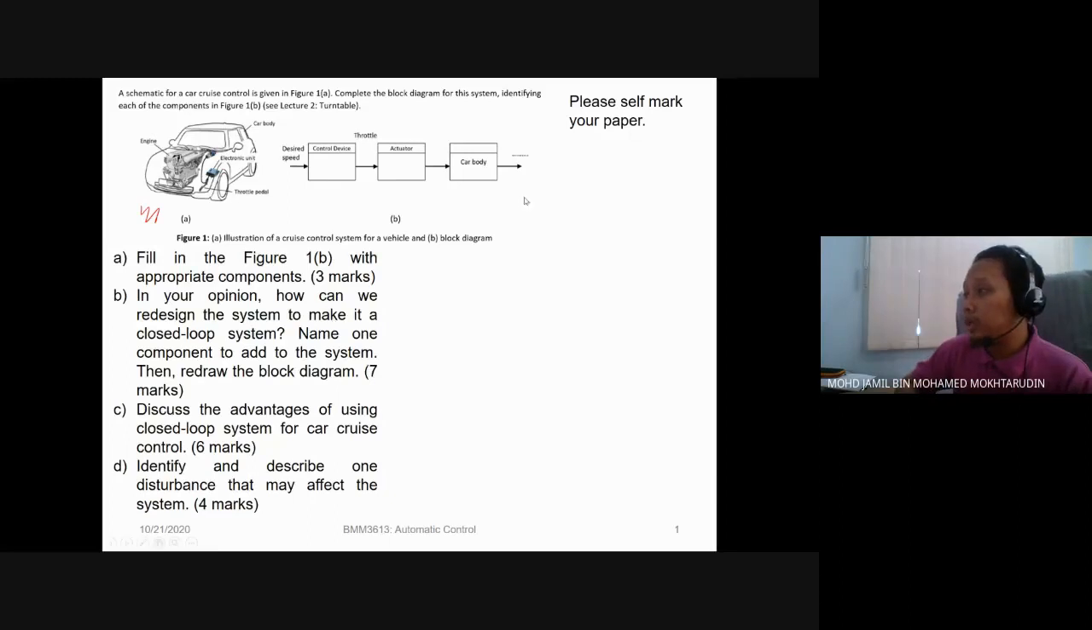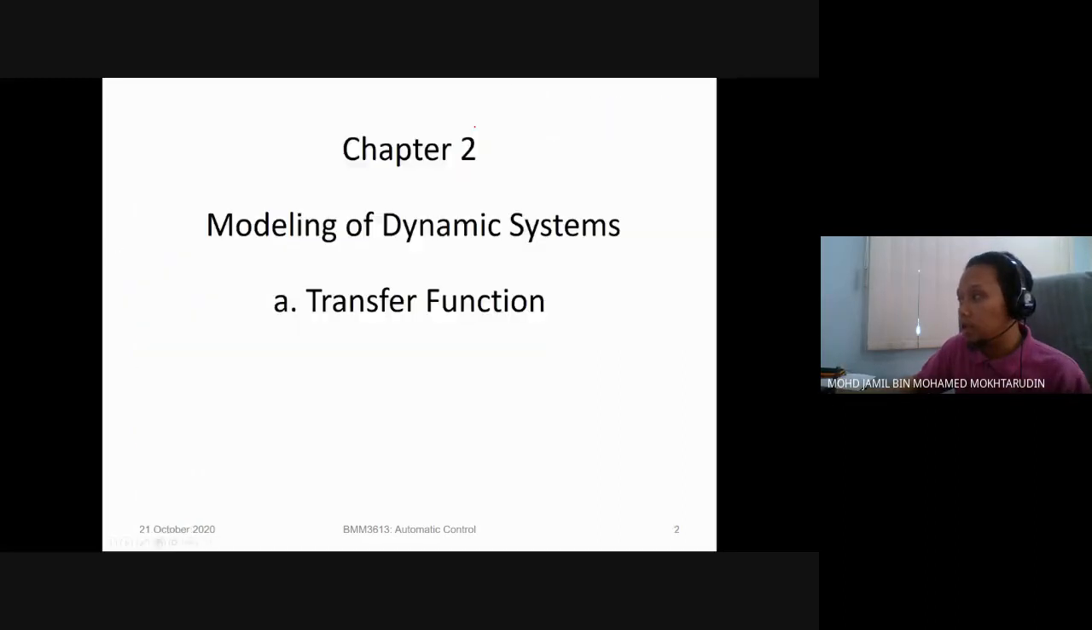All right. So we start with probably the easiest one, the car body. So the car body is the plant, okay? So car body is the plant or process. So if you have the right answer, plant or process, then you get 1 mark here.